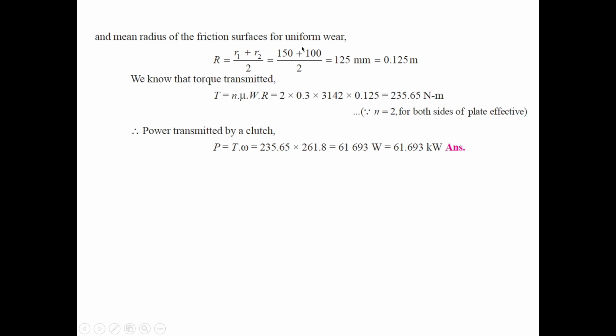Actually, it was given in millimeter. Either it can be left as it is in mm, or if required, we have to convert that into meter. Since the torque unit is Newton meter, we are converting this 125 mm into meter. Dividing this 125 mm by 1000, we get 0.125 meter.